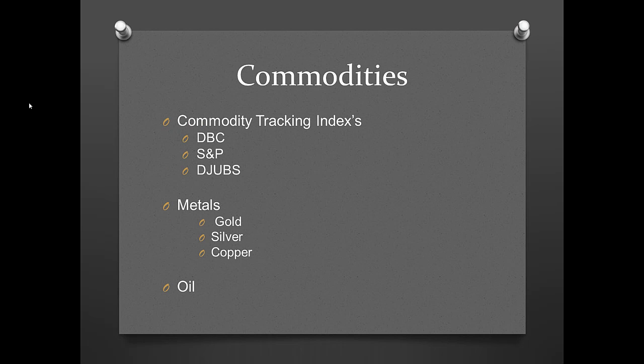Commodities. We will look at the commodity tracking indices, the Deutsche Bank, S&P, the Dow Jones, along with the CRB and the Continuous Commodity Index. We will be tracking the end-of-day data with them. We will break down the commodities into various metals, primarily gold, silver and copper. We will also look at oil. From time to time I will look at some of the agricultural, but we will primarily be following the indices.